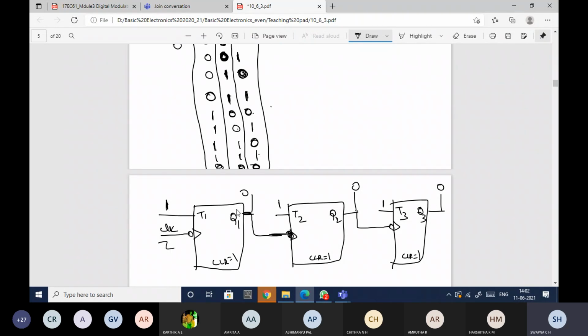When the clock signal is given, the output of this, Q1, will be equal to what? What will be the output here? I have given a clock signal and I made T1 equal to 1. So the present state is 0. So what will be the next state? It will be 1, right? See, T is equal to 1. Your next state Qn plus 1 is nothing but Qn bar, right? This is what the truth table of your T flip-flop says.